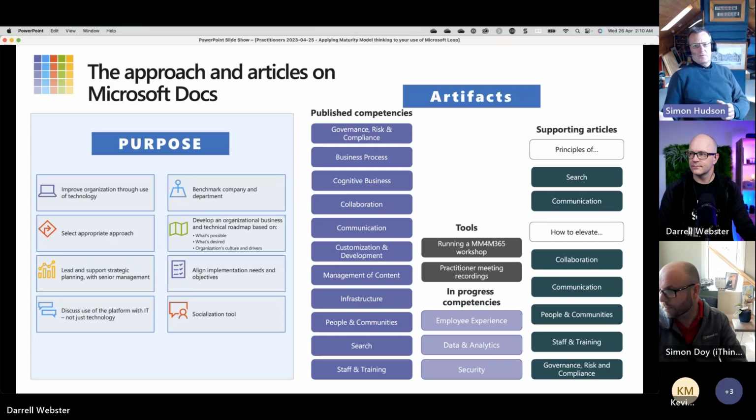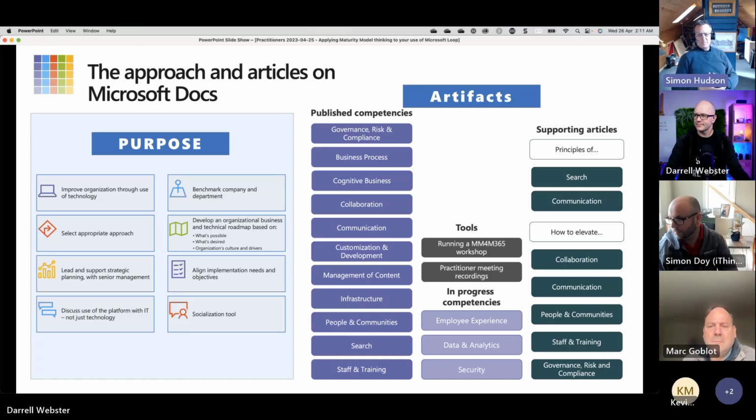So then on the right, we've got the artifacts that we have published to date, and that's fully up to date. At the moment, we're managing to turn out one new competency every couple of months in reality, because there's quite a lot to these competencies. The most recently published one was the cognitive business, which is a deep dive into how to adopt artificial intelligence and machine learning within organizations. What does that look like?